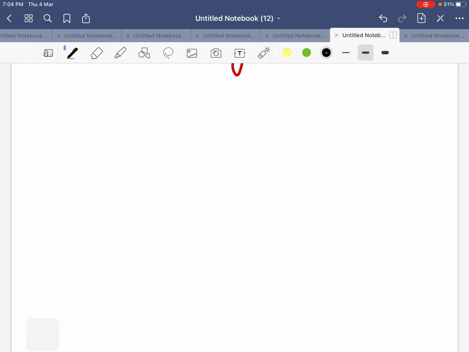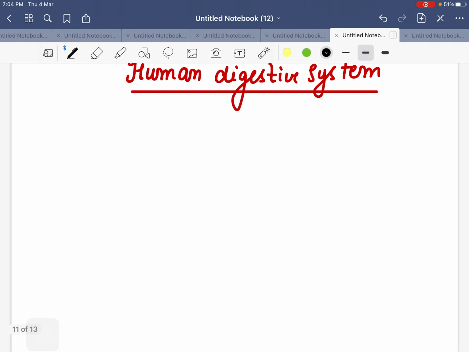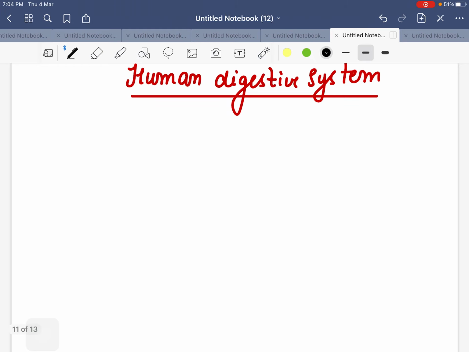So let's start with the outer line, because many students have different types of phobia about diagrams: "Ma'am, we won't be able to draw." Our drawing is not good. See, for this you don't need to be good in your creativity. You only need to understand where you have to draw which part of the alimentary canal. So let's start with our outlining first.